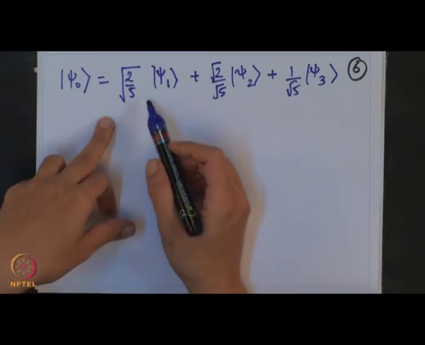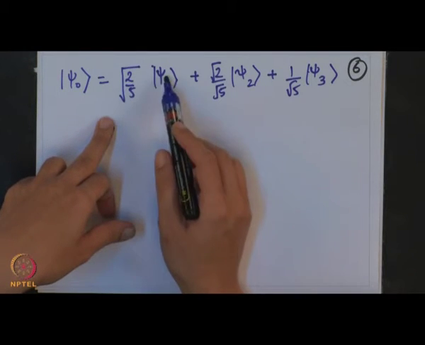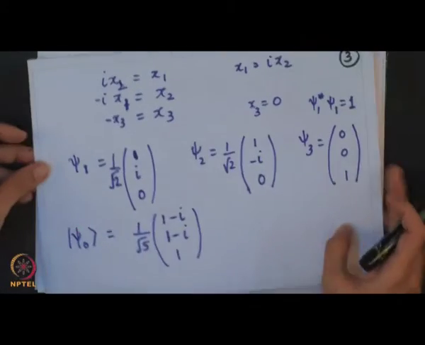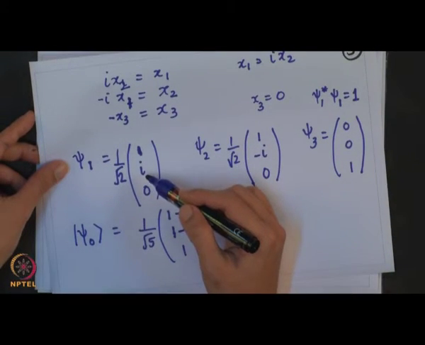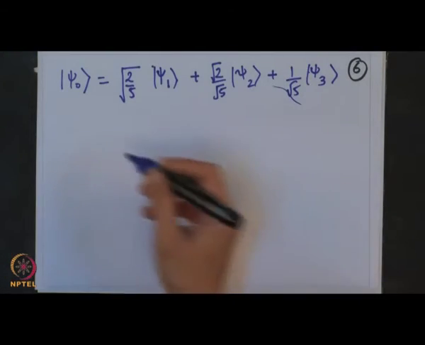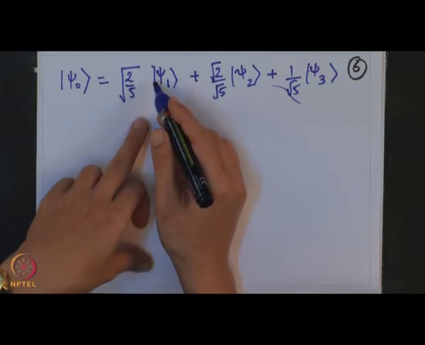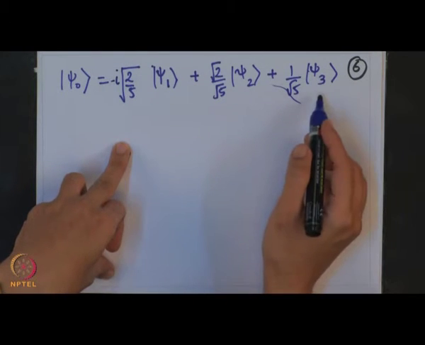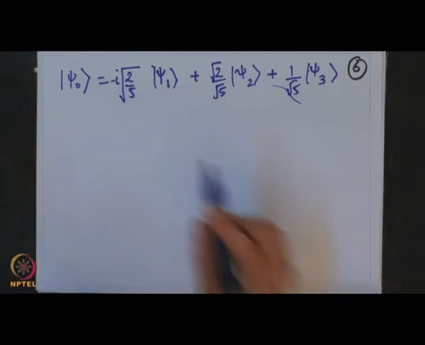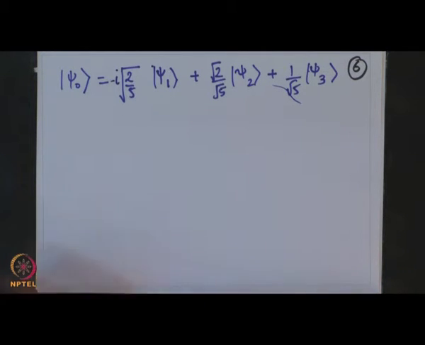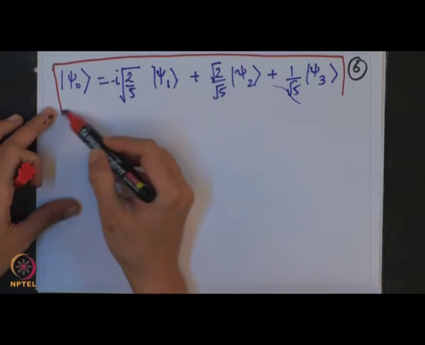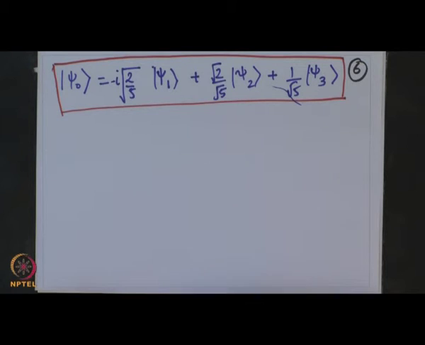Okay. Now, let us check the factors. So, 2 by root 5, psi 1. So, what was psi 1? Psi 1 we have obtained here as 1 and i. Okay. Psi 1 is 1 and i. So, you will have to multiply this by minus i. So, I have a minus i and the rest goes. Okay. So, we have expressed psi naught, that is the initial state, in terms of the eigenstates. Okay.